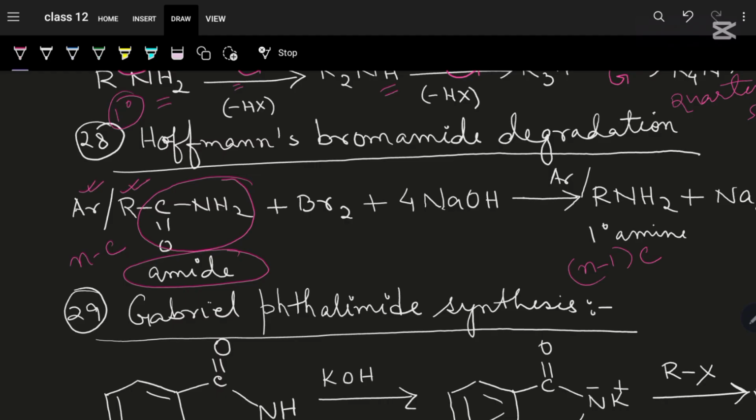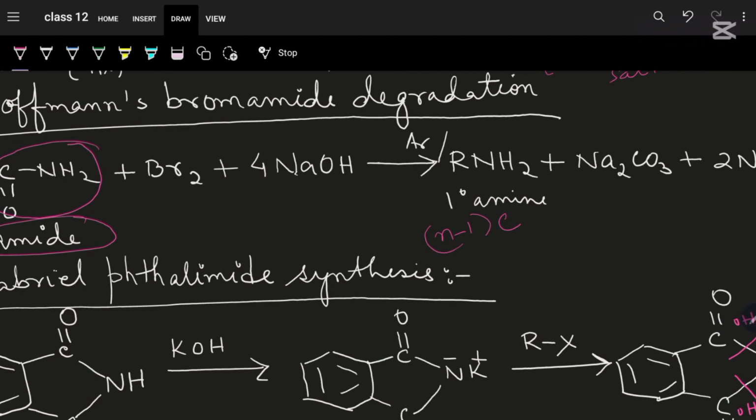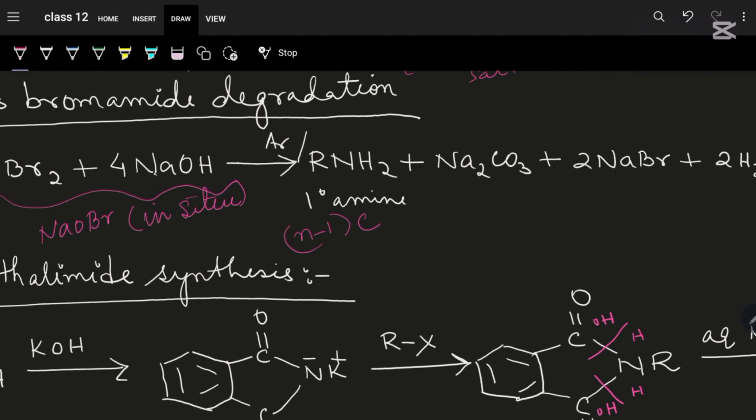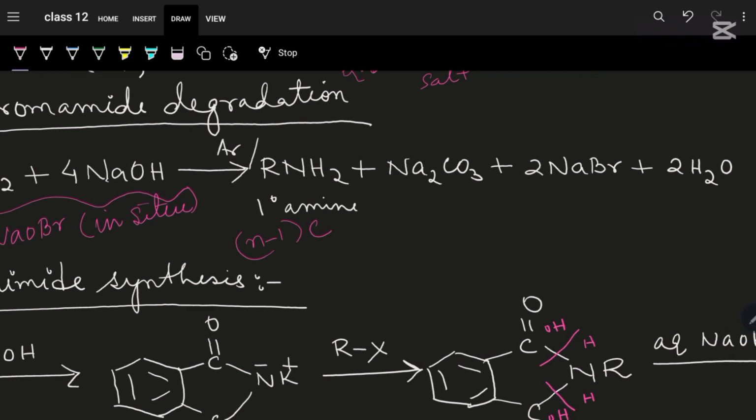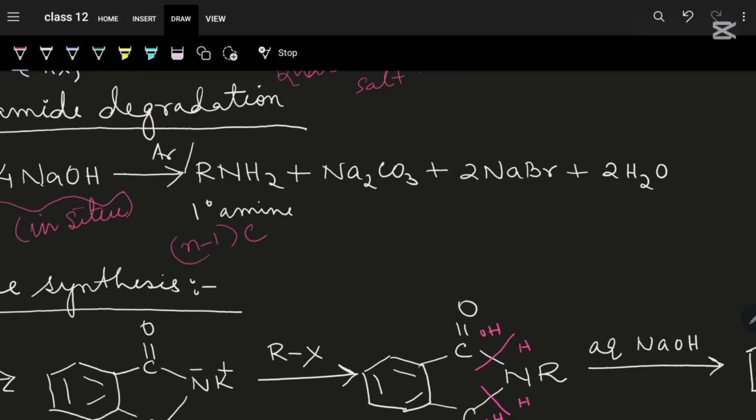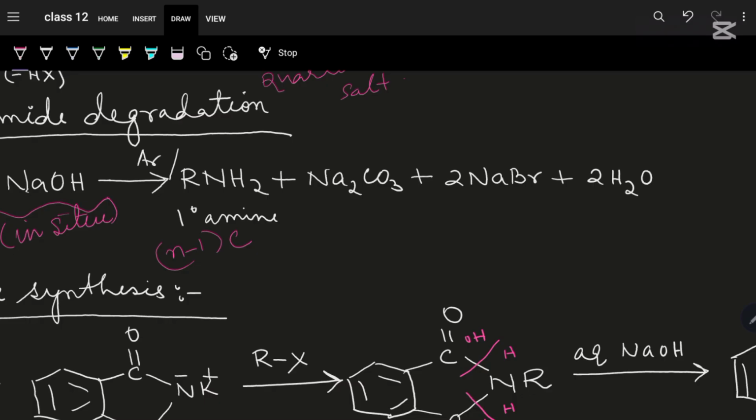So it can be RCONH2, an aliphatic amide, or ArCONH2, an aromatic amide, reacting with bromine in presence of NaOH or KOH, which generates NaOBr or KOBr in situ. Again, in situ means in the reaction mixture. You are getting this by the reaction of bromine and NaOH or KOH. So you will get RNH2 or ArNH2, which is a 1 degree aliphatic or aromatic amine containing one carbon atom less. So it is degradation.